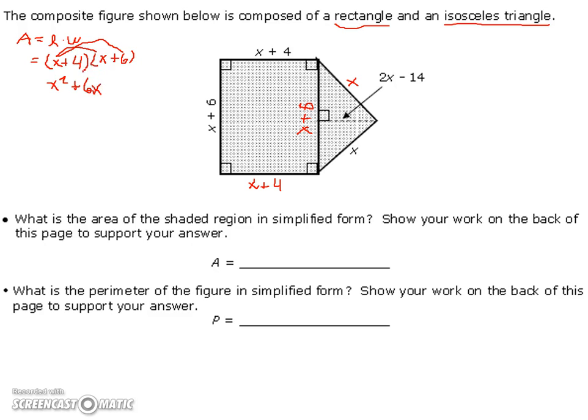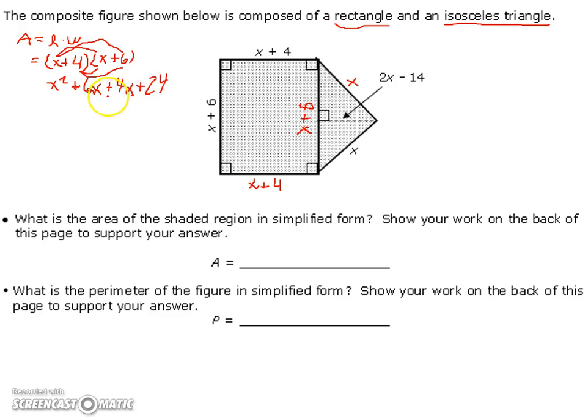And then we're going to do the inside. So we got x times 4 is 4x. And then finally we're going to do the last. So 4 times 6, which is 24.